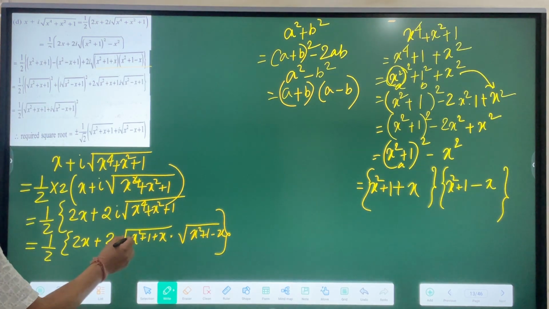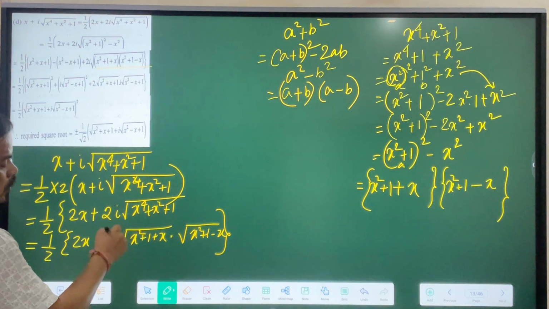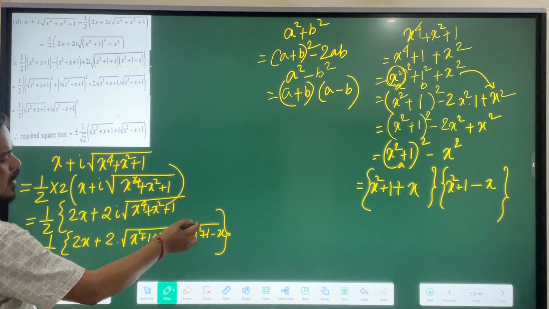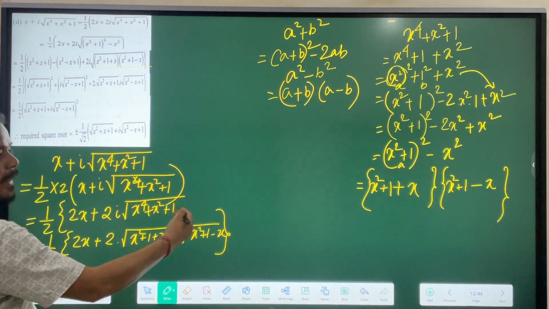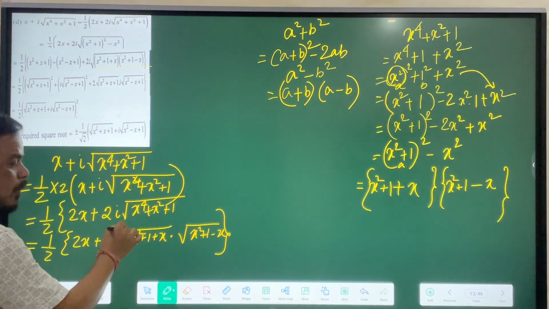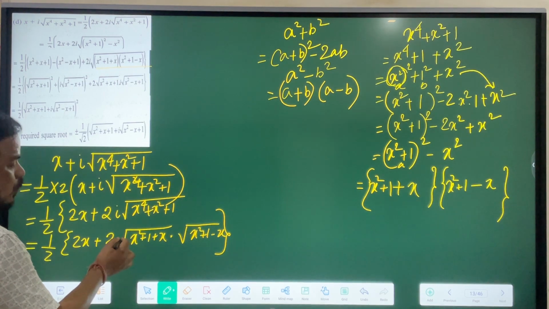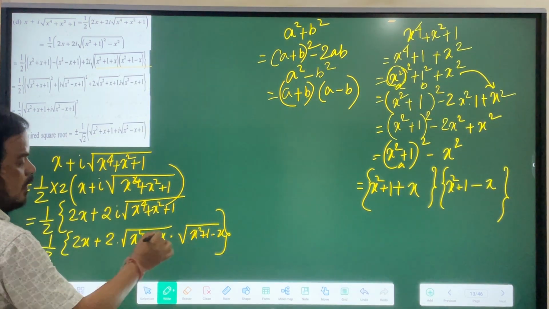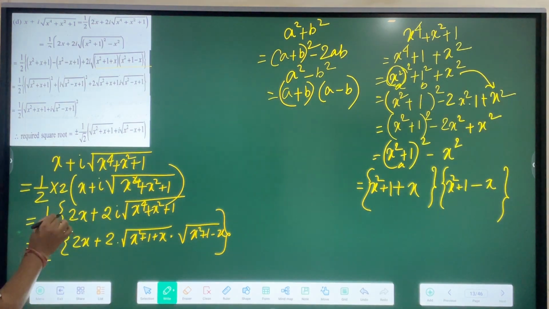So x square plus 1 plus x whole square, then the square root will be cancelled. Here also x square plus 1 minus x whole square, root and square will be cancelled. But if we keep i here, i will also become whole square, then it will become minus 1. So minus 1 into x is minus x. This minus x minus x minus x minus 2x, but there is only 2x.